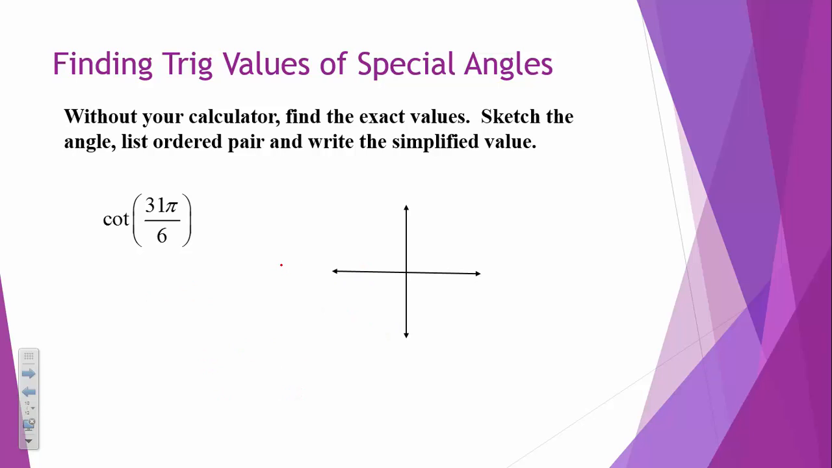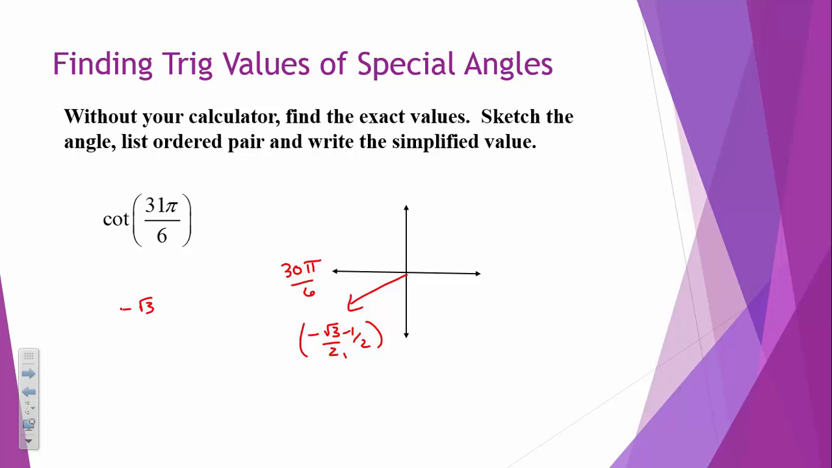31 pi over 6. 30 pi over 6 is here, because that's 5 pi. So if I'm going around the circle, 30 pi over 6 gets me here, I have to go 1 more sixth. So my reference angle is pi over 6, so that means my ordered pair is negative radical 3 over 2, negative 1/2. I want the cotangent, so I'm going to take x over y.